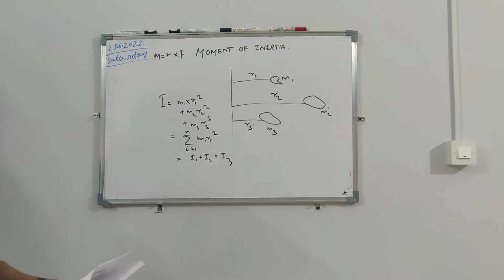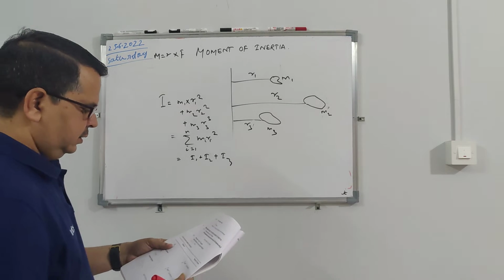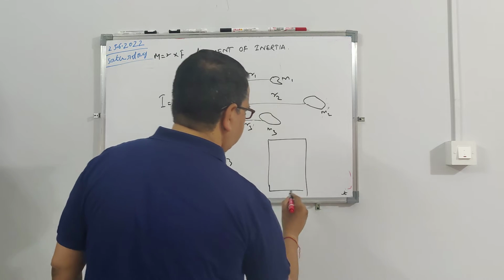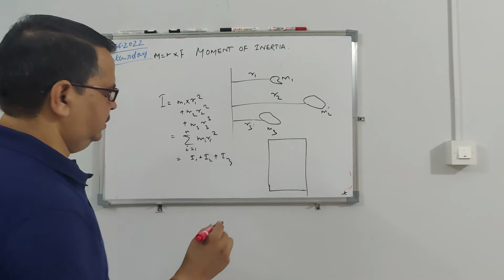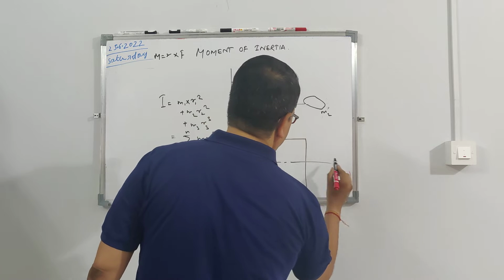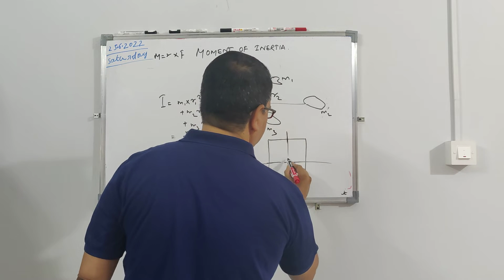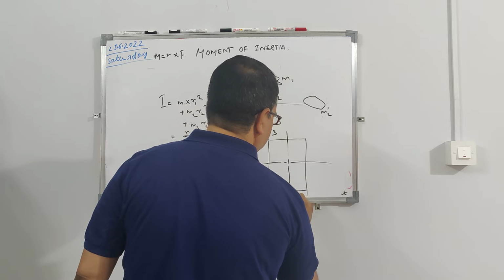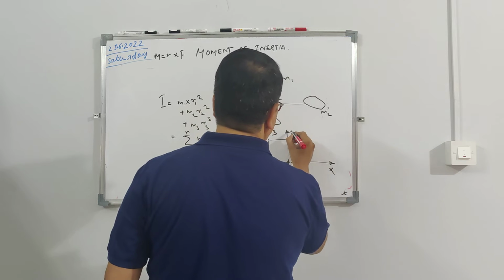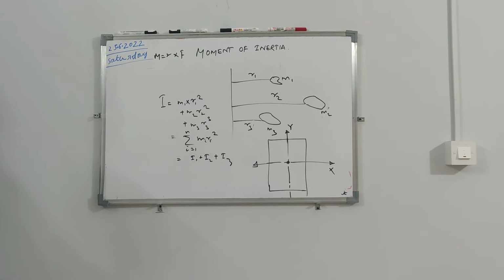There are some important things in moment of inertia we need to remember. Say you have a rectangle like this. This is your x-axis, this is your origin. Let us say this is x, this is y. So you have the x-axis and the y-axis. This is just a rectangular area.